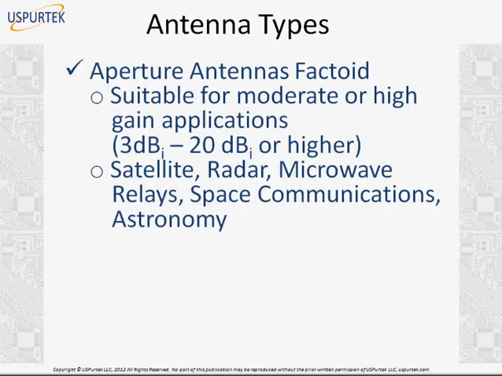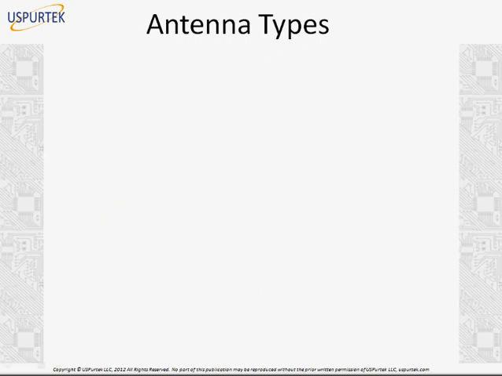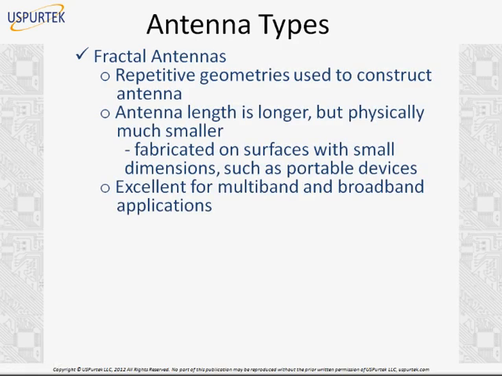Okay, let's move on to the next one. Some facts about aperture antennas. The gain is a little higher, 3 dB to 20 dB isotropic, and they are used for special applications like satellite, radar, microwave relays, space communication, or even in astronomy. Maybe you put this type of antenna aboard a communication satellite.